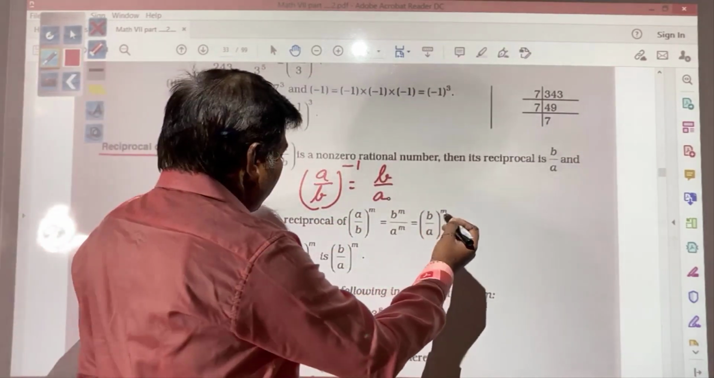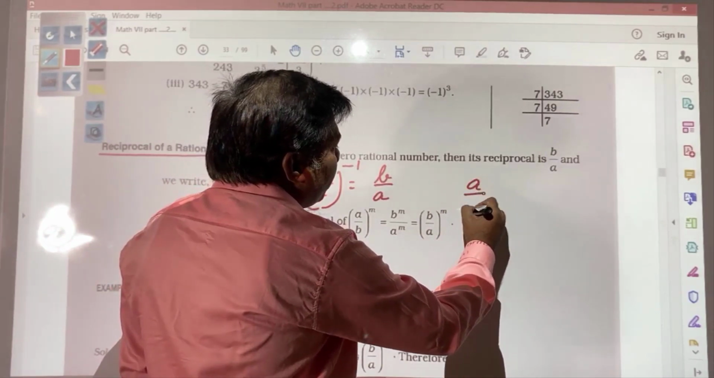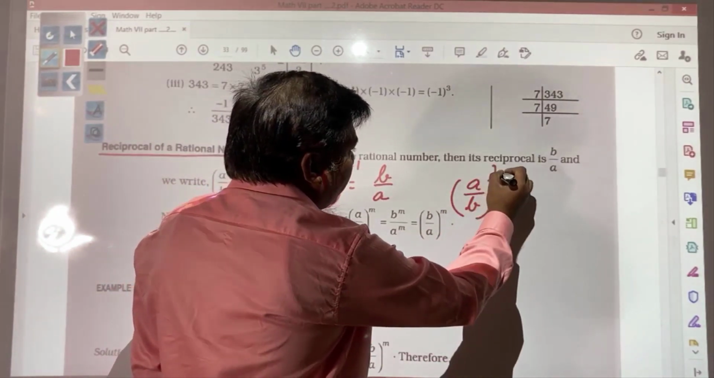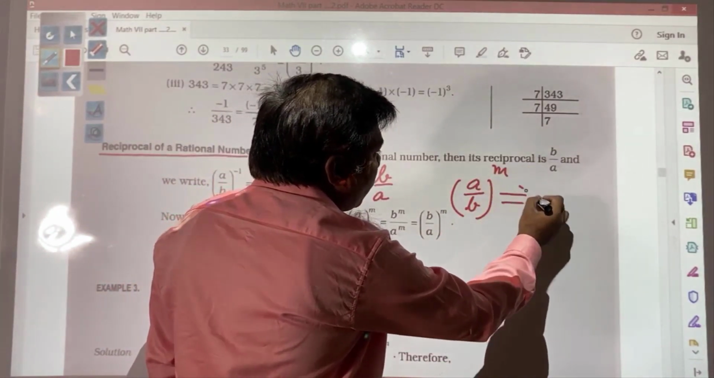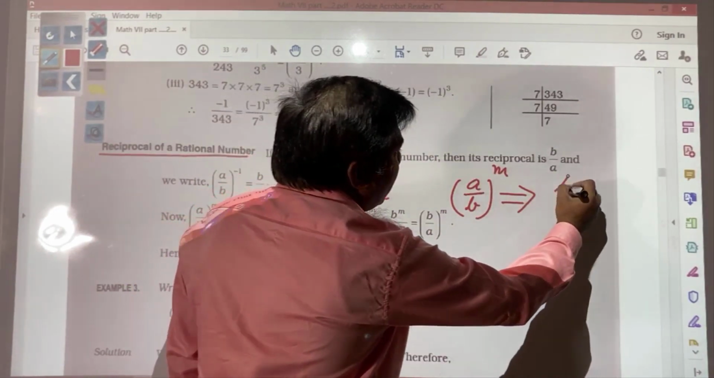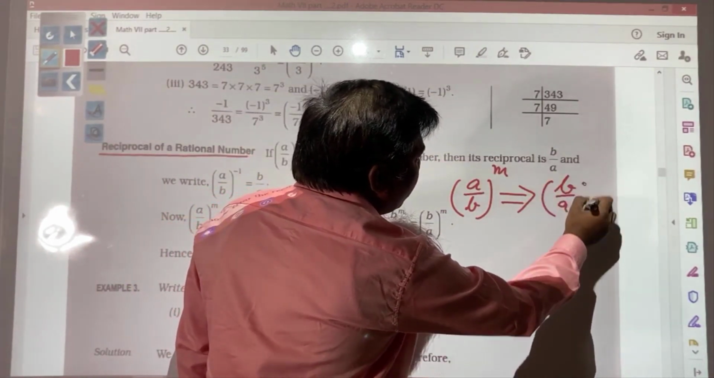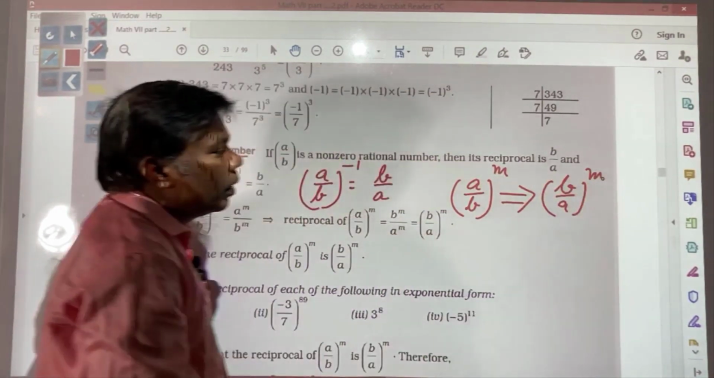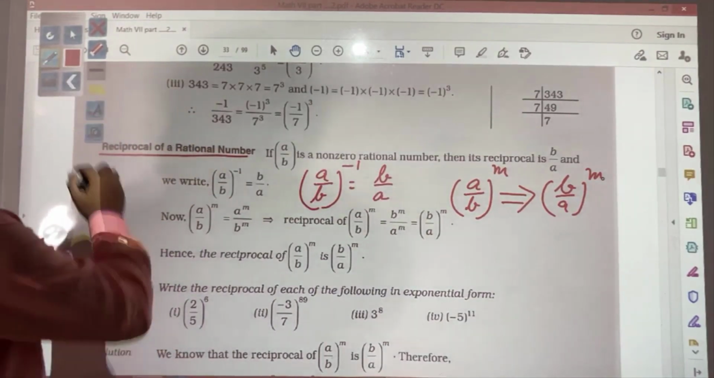It means finally what you have got: if you have a by b to the power m, then the reciprocal of this will be b by a to the power m. This you need to remember.